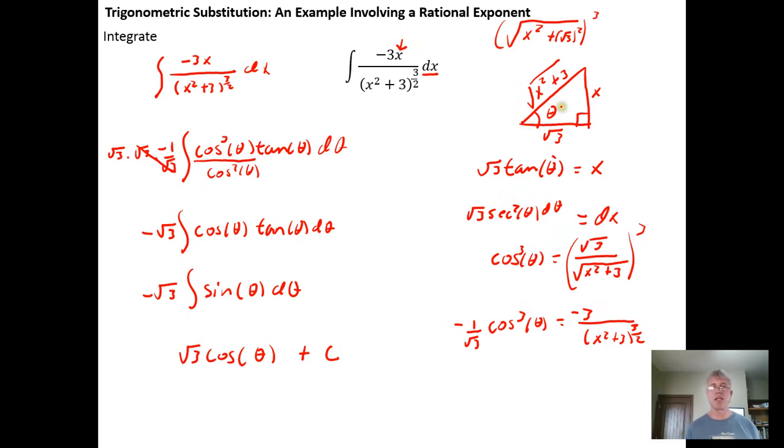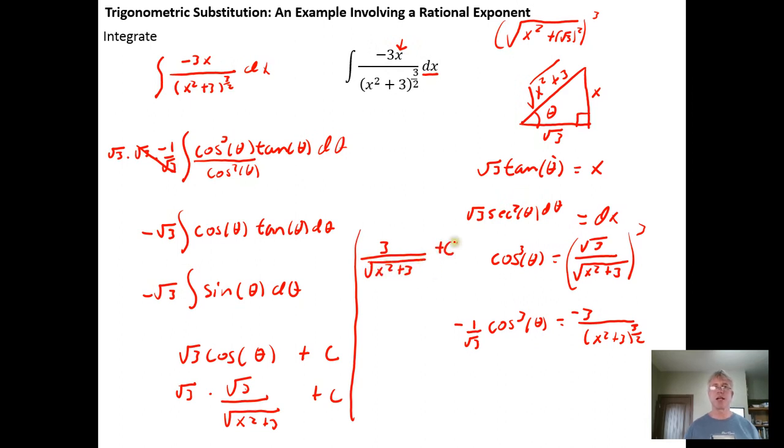We need to convert back into rectangular world. So the cosine of theta we can see from here is going to be adjacent over hypotenuse. So we get square root of 3 times the square root of 3 over the square root of x squared plus 3, plus that constant of integration. Root 3 times root 3 will just give us a nice 3 over the square root of x squared plus 3 plus a constant of integration.